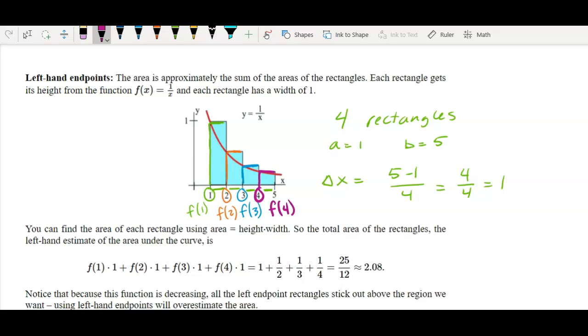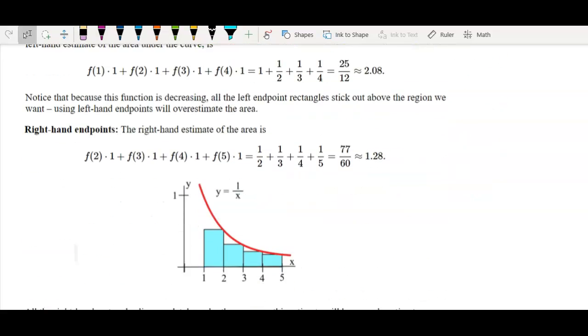Notice how the 5 gets left off. I have 5 values, but I only need 4 rectangles, so I only need 4 heights. So the rightmost value will be left off. We find the heights at 1, 2, 3, and 4, multiply each by the width, which in this case is 1, and there it's worked out for you.